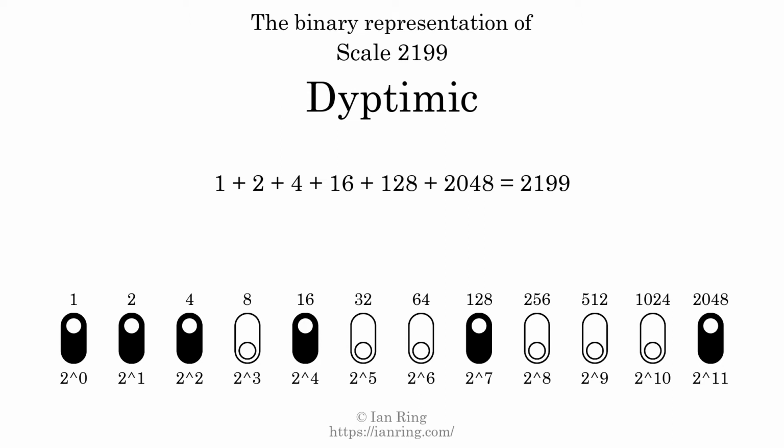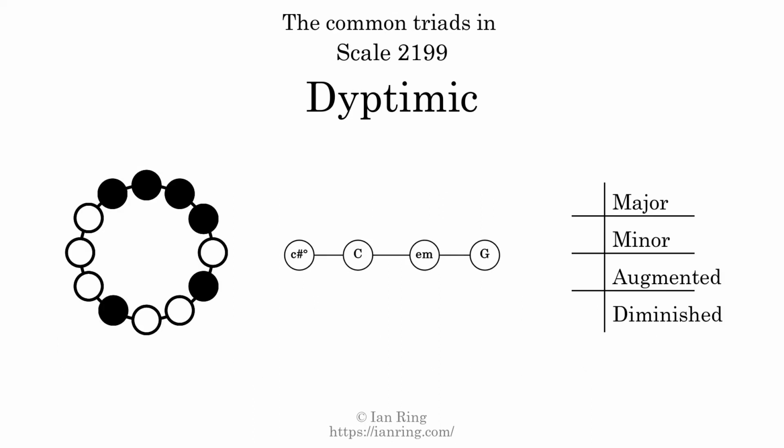2199. The scale number not only enumerates the scale with a unique index, but it also literally describes the tonal content of the scale. Represented as a binary number in base 2, the scale number is 100010010111. Here are the common triads present in this scale.